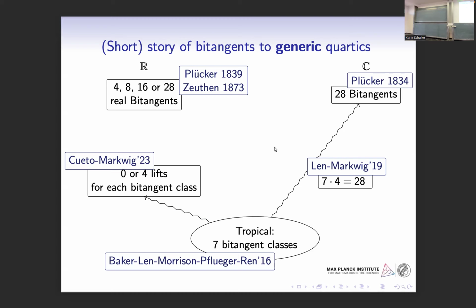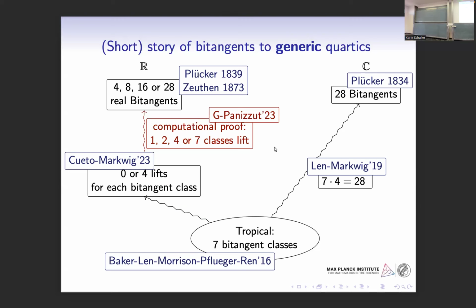Okay, so 0 or 4 for each, so we're not quite yet there to recover the 4, 8, 16, or 28. And this was done by Martin Hansen in a computational tool where we computed all these lifting conditions that Angie and Hannah had computed. We checked for every quartic curve, and we see it's always 1, 2, or 4 classes that lift. So if they lift, they lift 4 times, so we recover the 4, 8, 16.